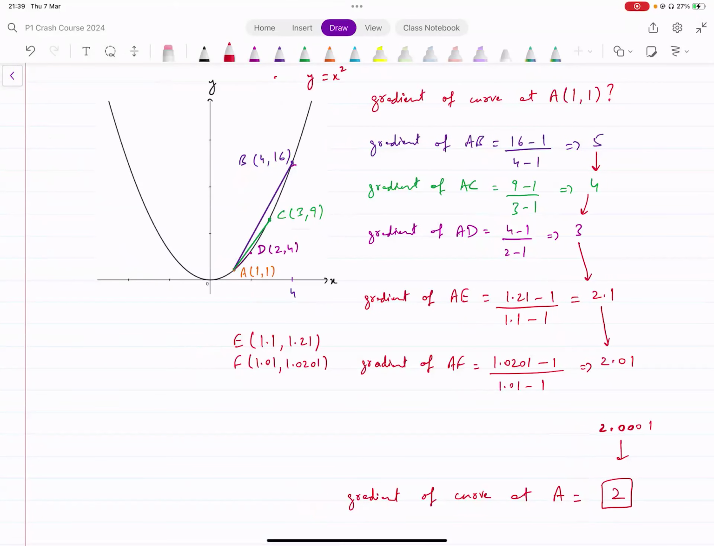Now in this case, what we've done is we've just calculated the gradient at one particular point, and that point was point A. That's all that we've done. We've just found the gradient at the point A in this case.